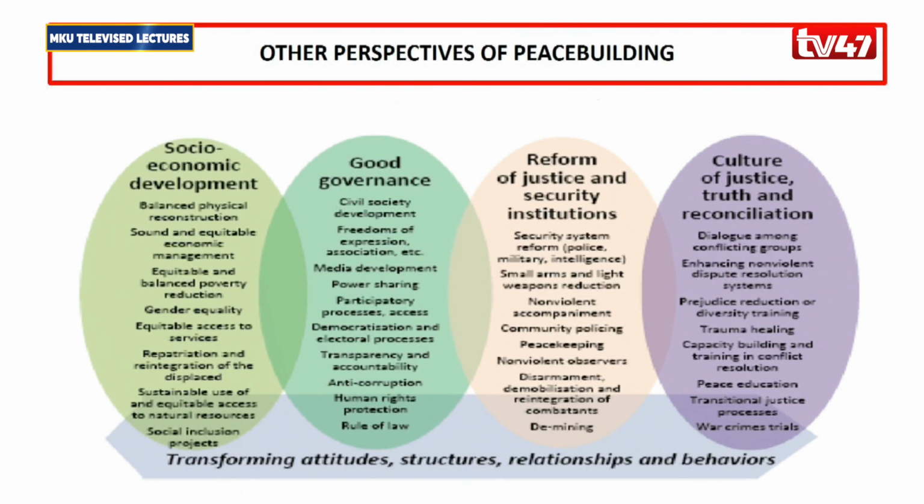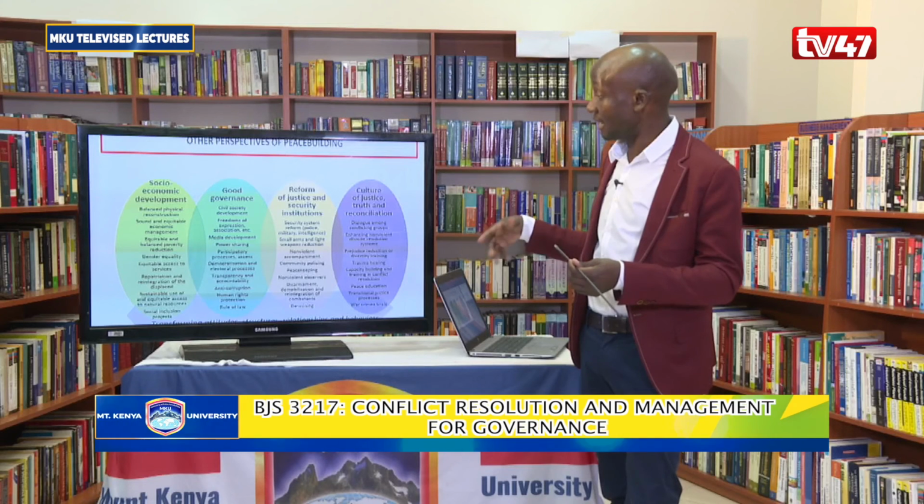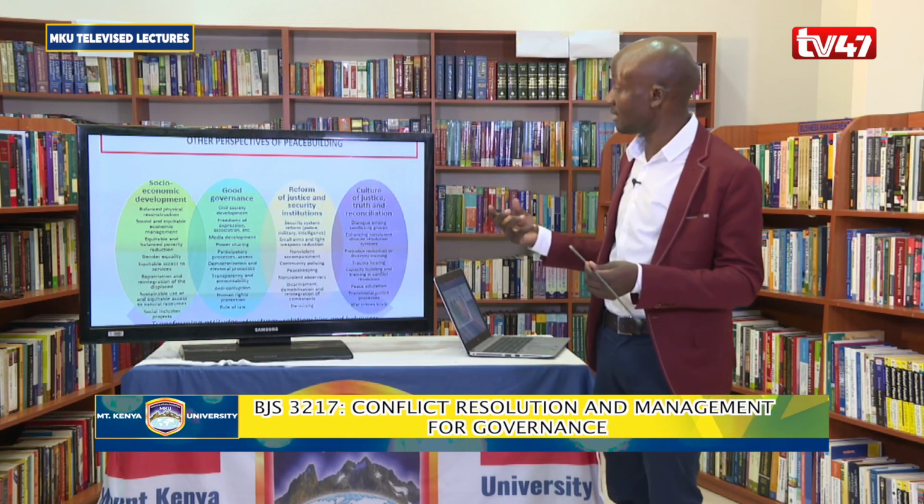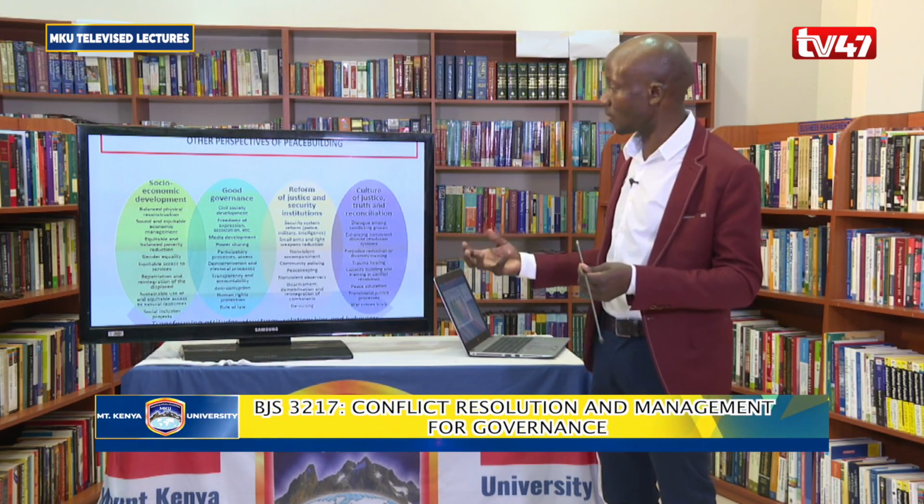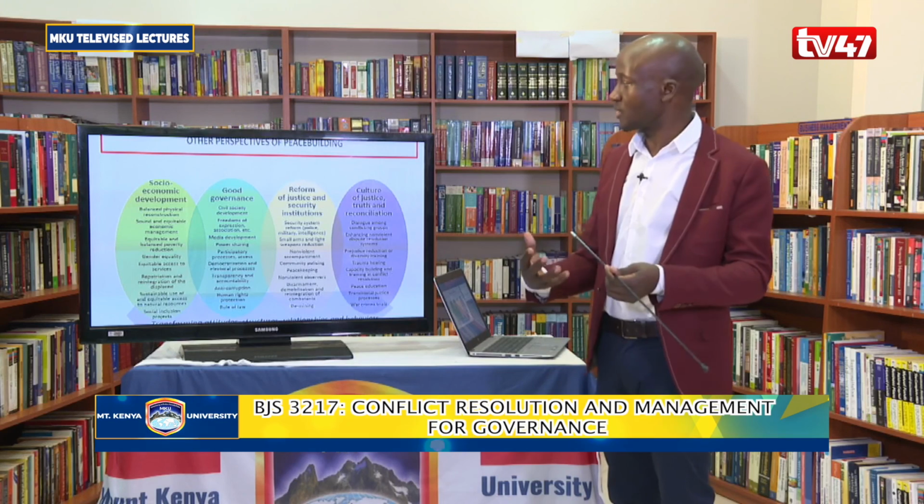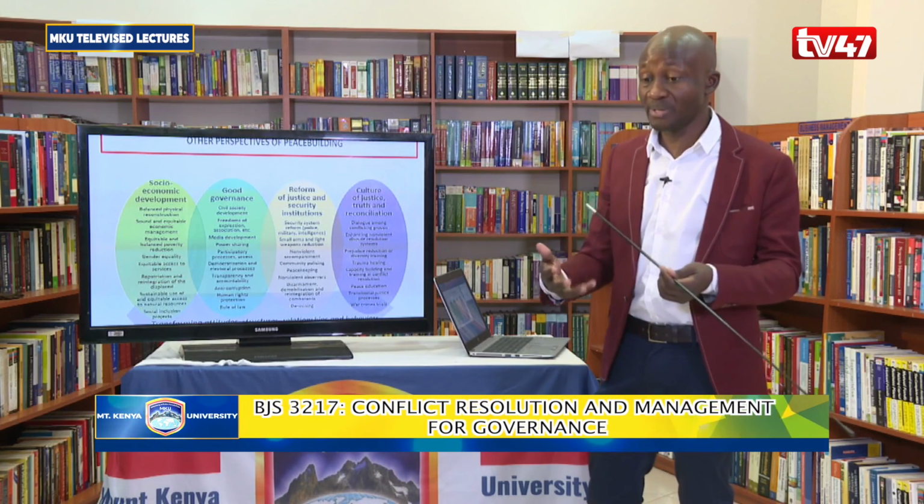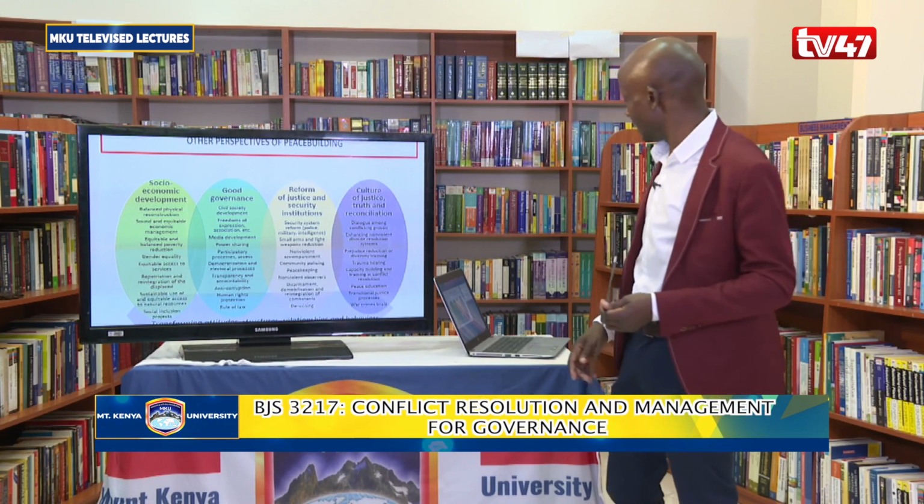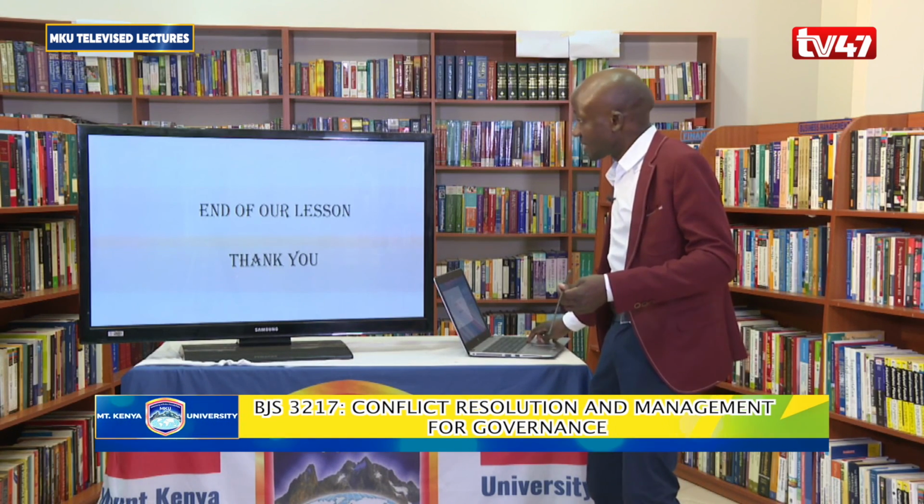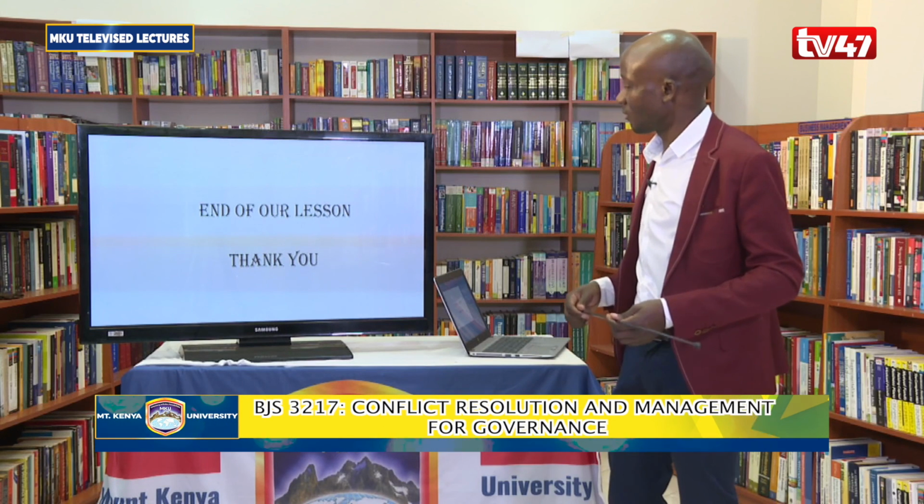So basically, the lesson is just about the different meanings of peace, and then at least understanding a little bit about the just war theory, and then towards the end, I'm just focusing on what we need to do for us to be able to promote and build peace, long-lasting peace that is locally sustainable within the society. And that actually brings us to the end of our lesson.